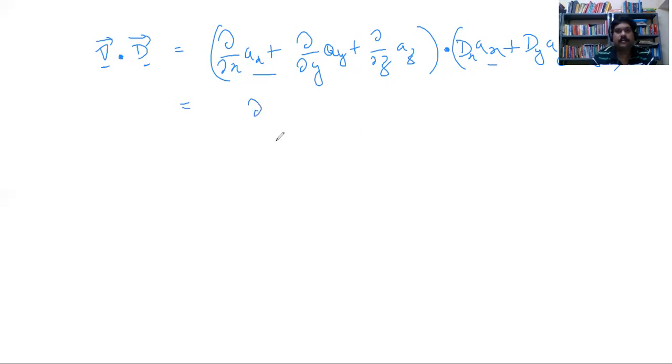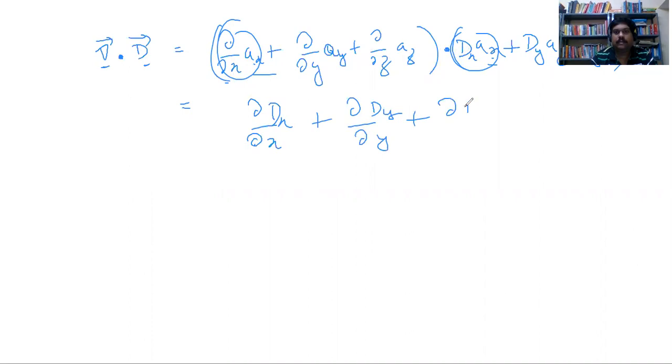Correct. So ax dot ax is 1. So dou by dou x of Dx, and so on. So what remains? Dou by dou x of Dx plus dou Dy by dou y plus dou Dz by dou z. You can verify. So this dot this means this portion and this portion. So what do you get? Dou Dx by dou x plus dou Dy by dou y plus dou Dz by dou z. So what is this? This is nothing but divergence of D.